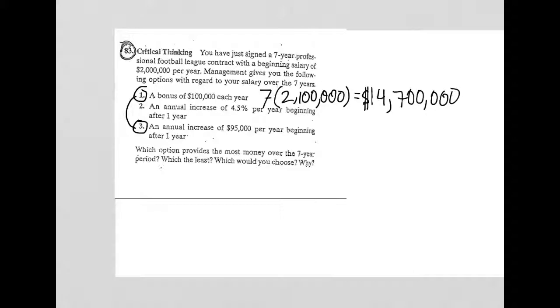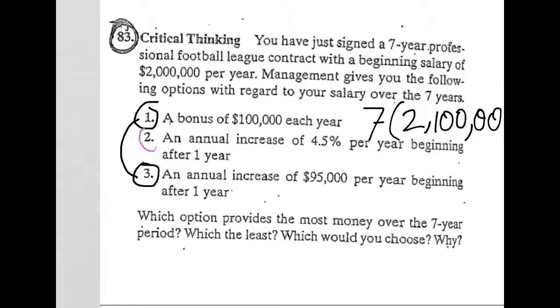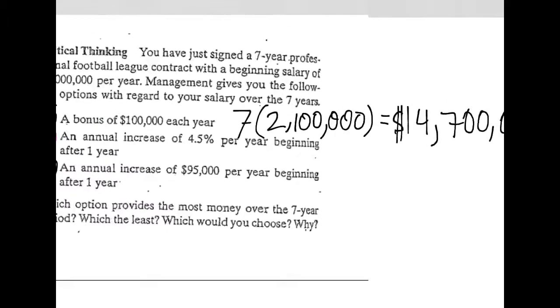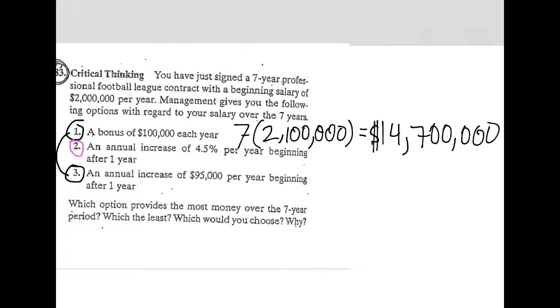Option 2 is saying an annual increase of 4.5% beginning after year 1. And that's another place people were confused. They're like, well, why does it say beginning after year 1? Well, let's write our geometric explicit formula for this and then understand the situation and make sure that it will work for us.